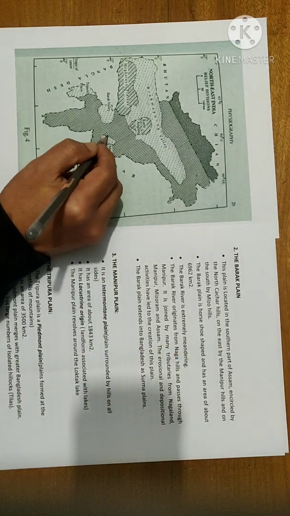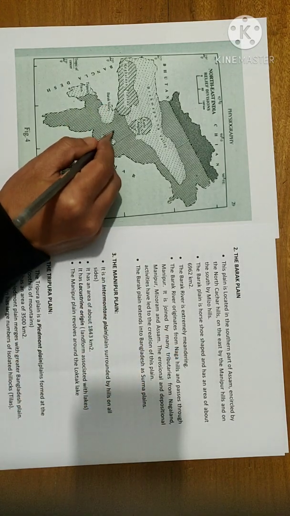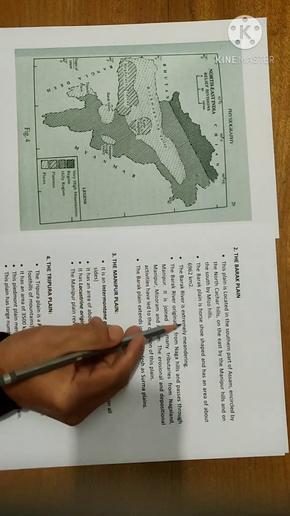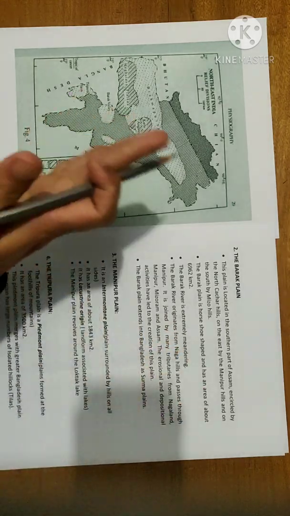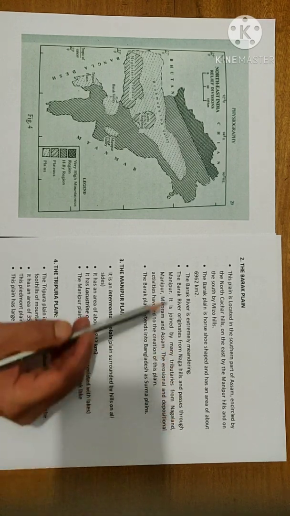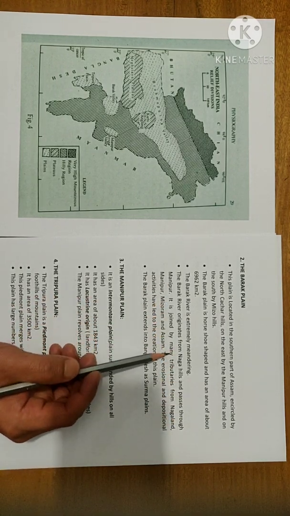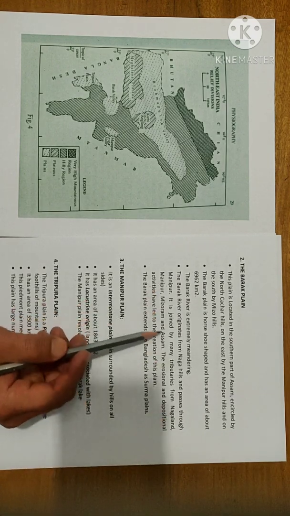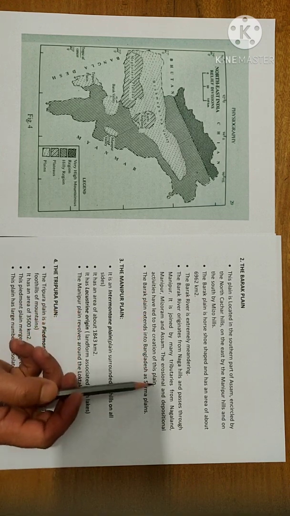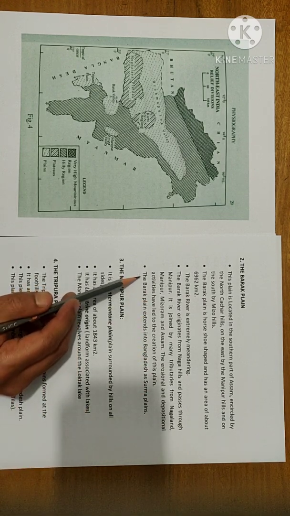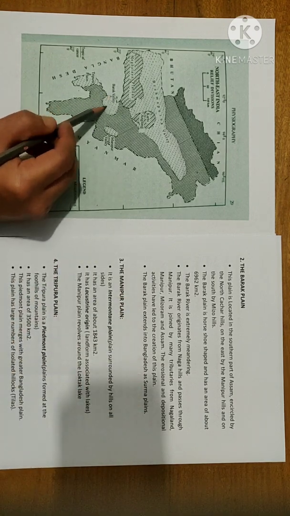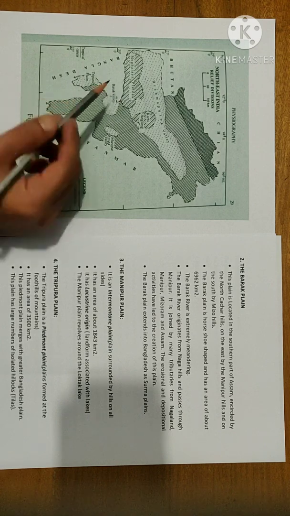The next important point is that the Barak River is extremely meandering. When a river flows like a snake, we call it a meander. The Barak River originates from the Naga Hills and passes through Manipur. It is joined by many tributaries from Nagaland, Manipur, Mizoram and Assam. The erosional and depositional activities have led to the creation of this plain. The last point is that the Barak Plain extends into Bangladesh as the Surma Plains.